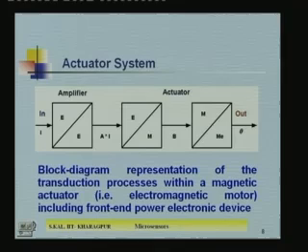If you do not use piezoelectric crystal, then you have to use some intermediate block which can convert into a magnetic, and then magnetic energy can easily convert it into vibration or displacement, something like that. So, that is the block diagram representation of the transduction processes within a magnetic actuator.